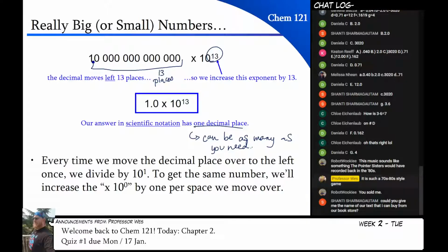So if you need more significant figures, you can put extra digits back there. So if I wanted to write 10 trillion with 3 sig figs, I could then do this: 1.00 times 10 to the 13. This would be okay. This would have 3 significant figures. So scientific notation gives us the ability to write as many sig figs as we need to for any number. And that's helpful.